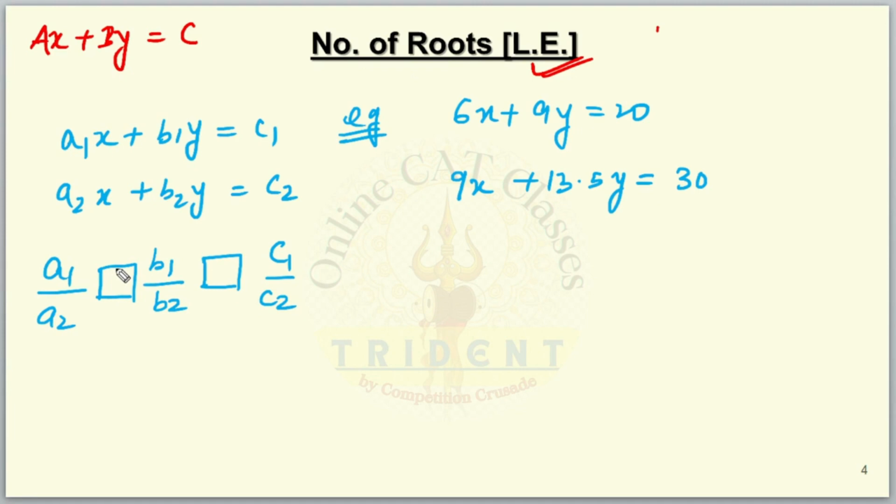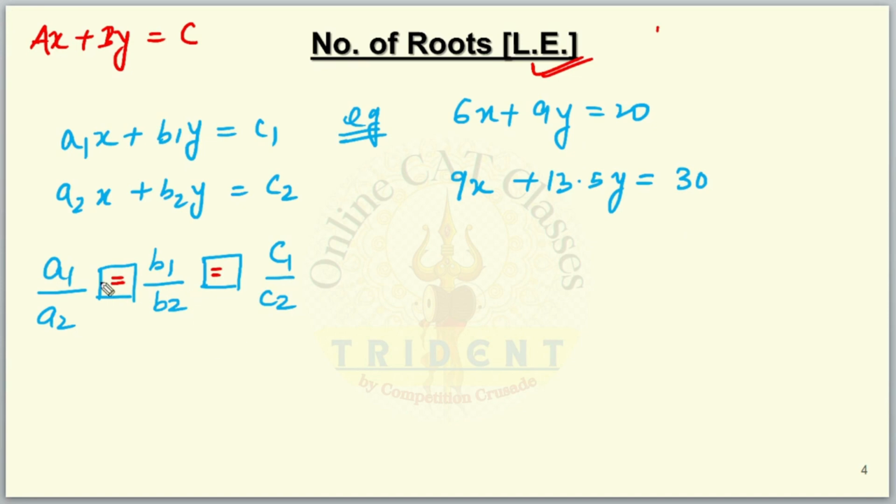Now let us look at the example. If you pay attention, 6 by 9 is 2 by 3, and 9 by 13.5, if you multiply by 2, you get 18 by 27, which again is 2 by 3. So for the first set, a1 by a2 is equal to b1 by b2, and if you look at the other thing, 20 by 30, that is also c1 by c2, that is 2 by 3. So 2 by 3 here, 2 by 3 here, 2 by 3 here. All the terms a1 by a2, b1 by b2, c1 by c2 are equal.